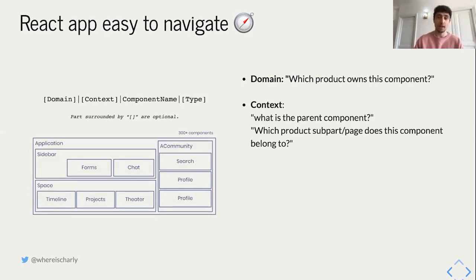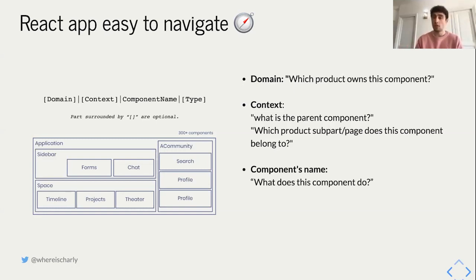The context is the different subparts or features of your product. So for example, on the freelance marketplace, there was a search, there was a profile system. On the project management tool, there was the timeline, as I said, the project view, etc.